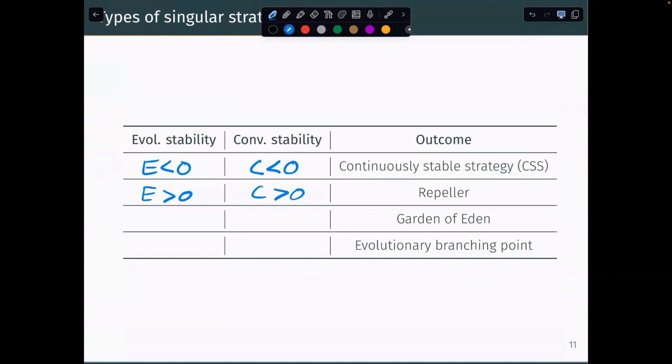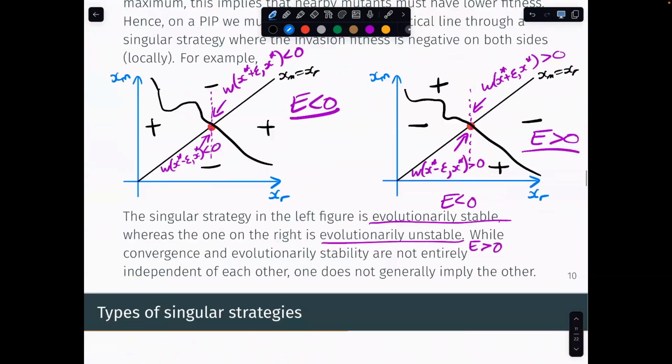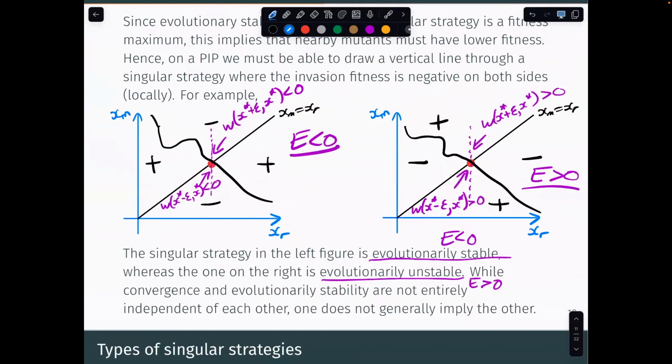It is neither evolutionarily stable nor convergent stable. And this is like the scenario on the right-hand side here. So this is a fitness minimum, and you just move away from it. Yes? So will it be greater than or equal to 0 or just strictly greater than 0?